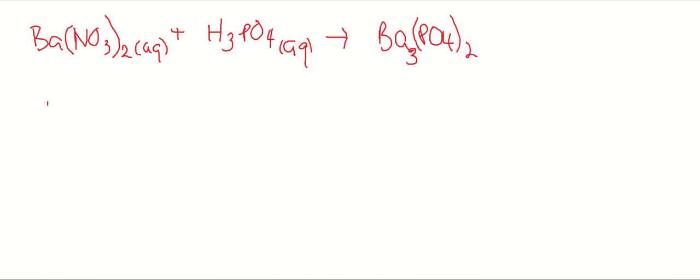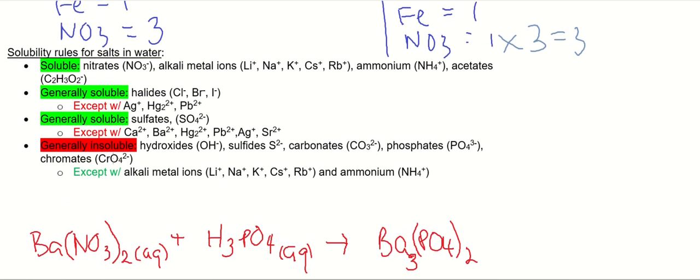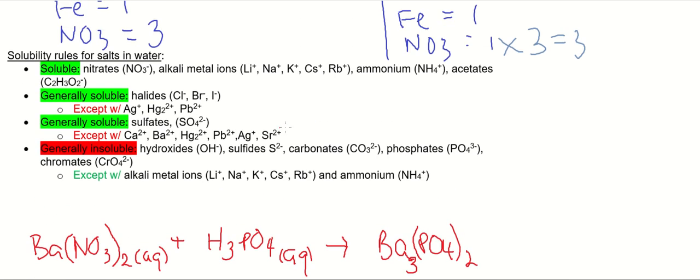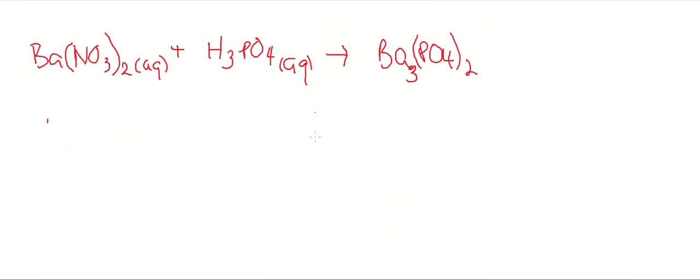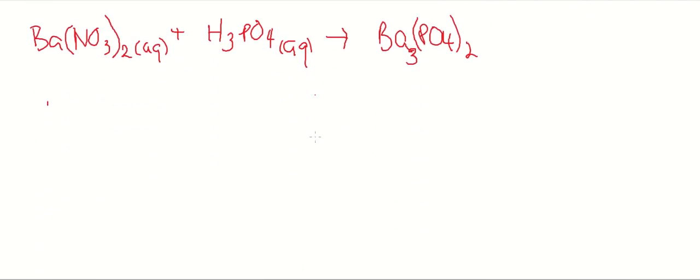All right, now phosphates are generally insoluble. Is barium an exception? It is not. The only exceptions are ammonium and generally your alkali, your group 1 metals. So this is going to be your precipitate.